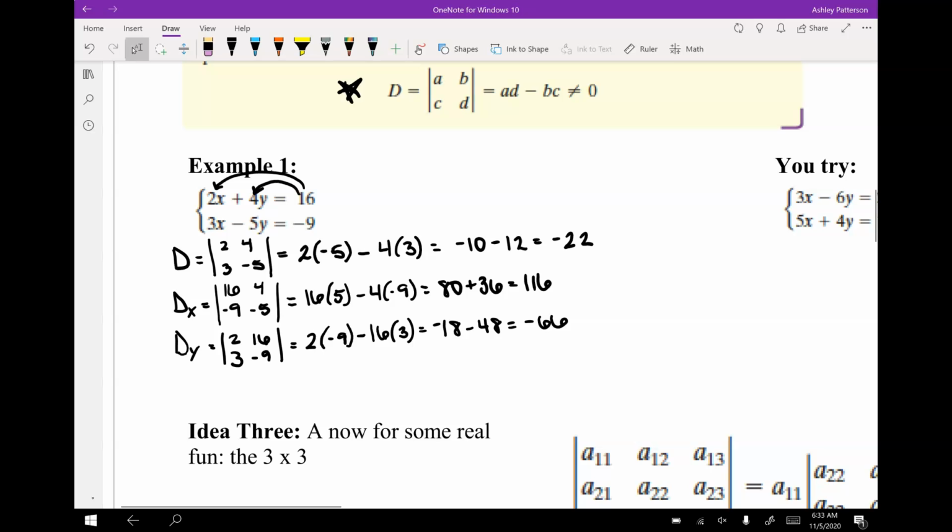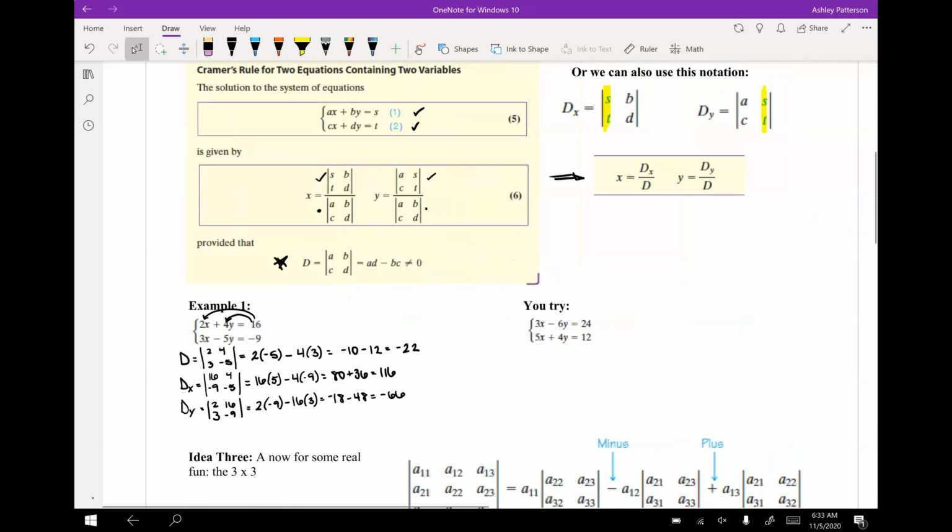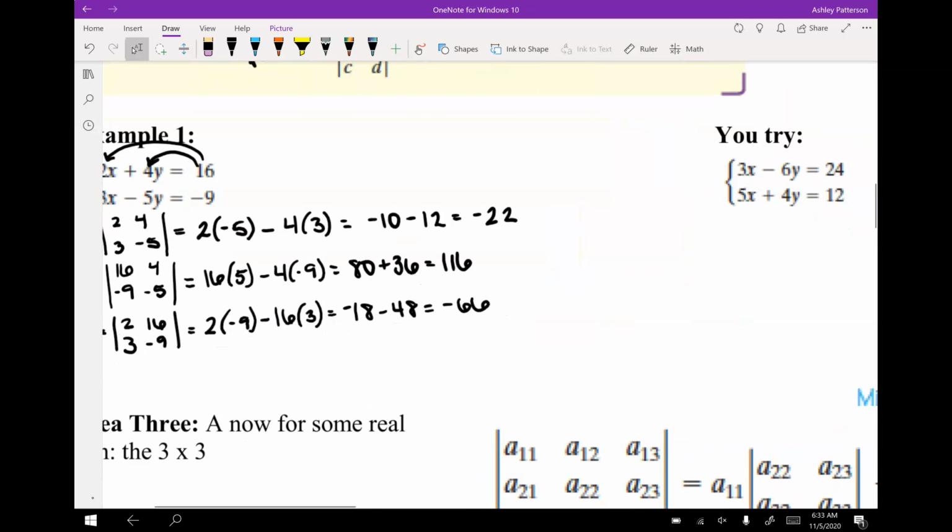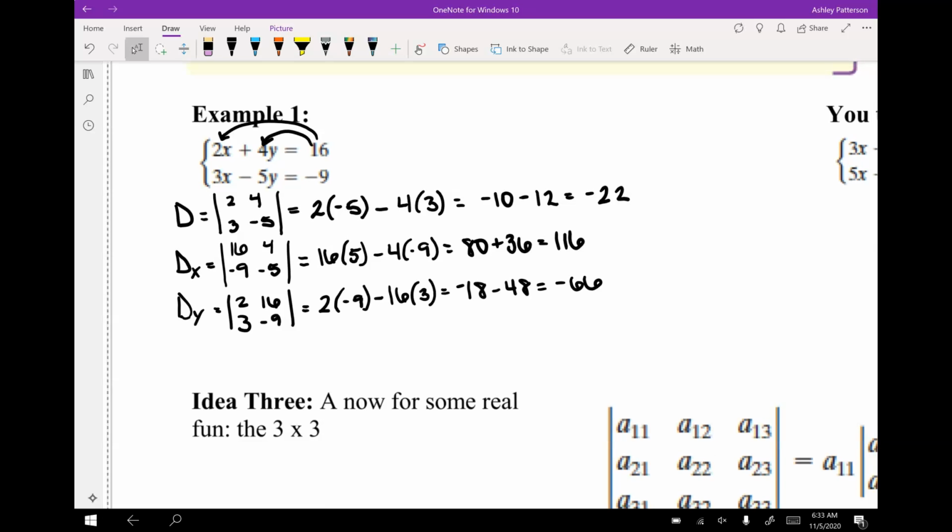In order to find x and y, we have to complete the ratios that you saw up here. Okay, doing that for x is, oh, my pen decided to poop out, the determinant of x divided by the determinant of the coefficients. Substituting that in, we get 116 all over -22, and then we're going to hope that it reduces. So let's think. 3, no. 8, no. I don't think it does.